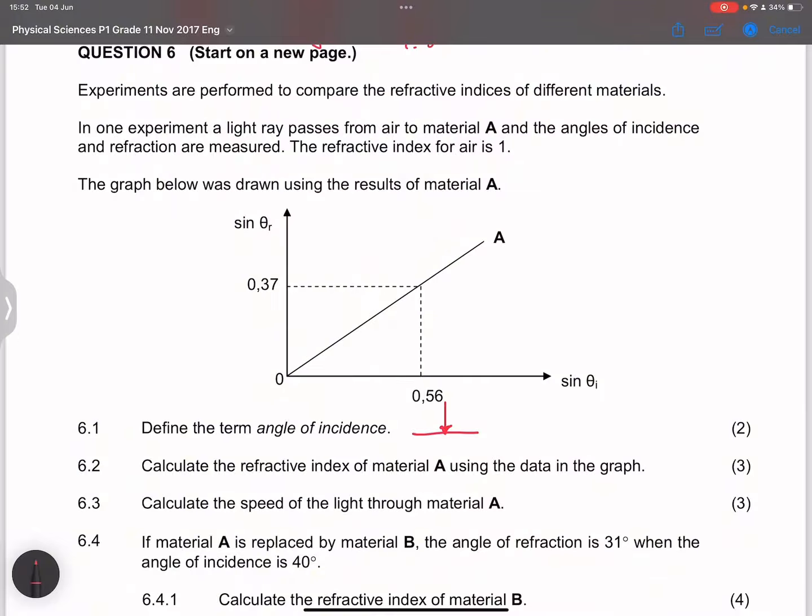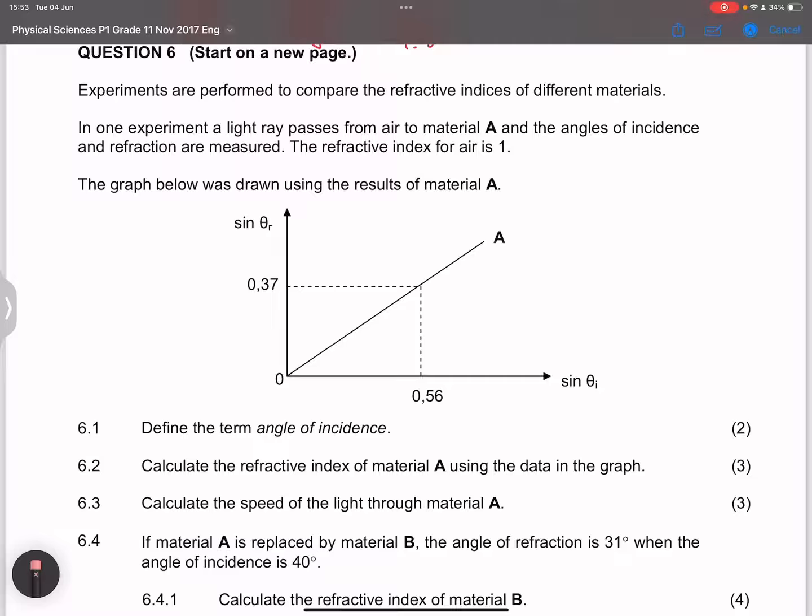Okay, so remember the normal, in this case, so that would be the incident ray over there, right? So you are looking at the normal being 90 degrees to the refractive surface, and the incident ray. Please remember that. So they say calculate the refractive index of material A using the data in the graph. Okay, so what we can do is, of course, we can use Snell's law.